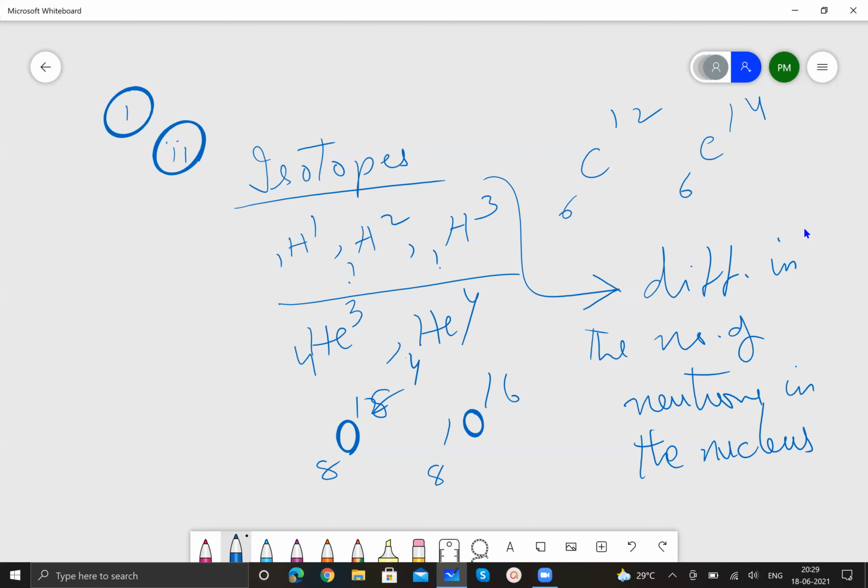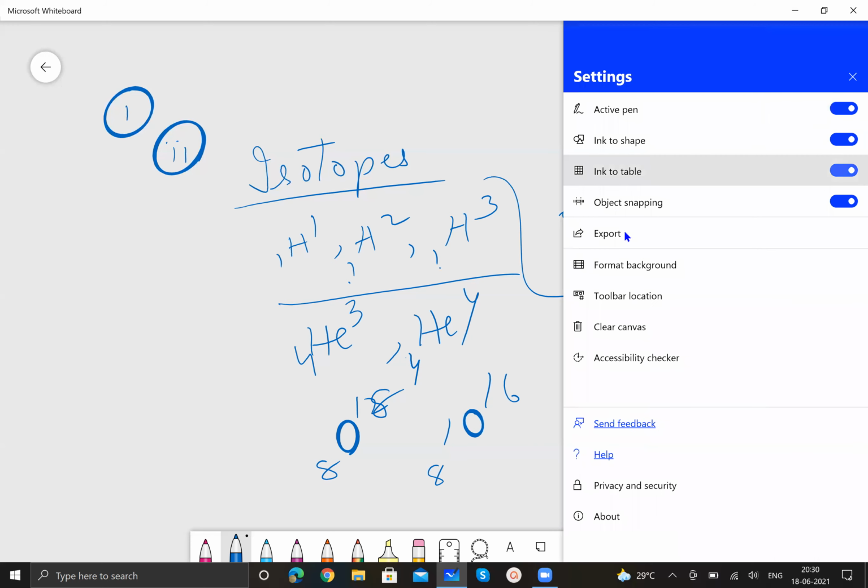Then we'll go to Bohr's theory of the hydrogen atom, which is very, very important. Many questions, a large number of questions, have come in medical as well as engineering entrances. So we'll talk more about isotopes and nuclei.